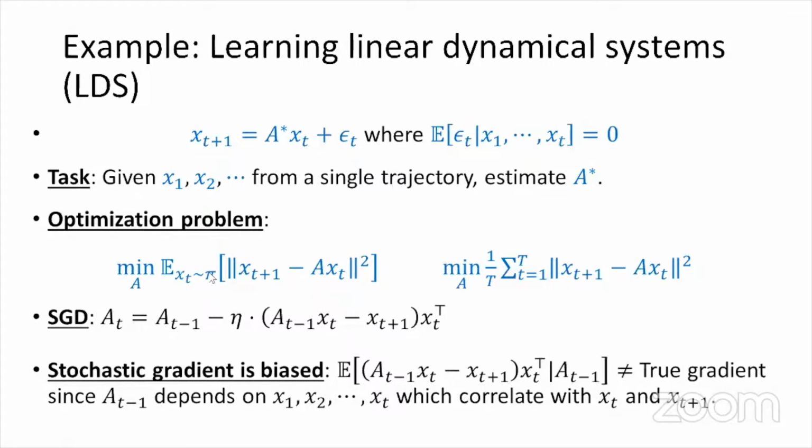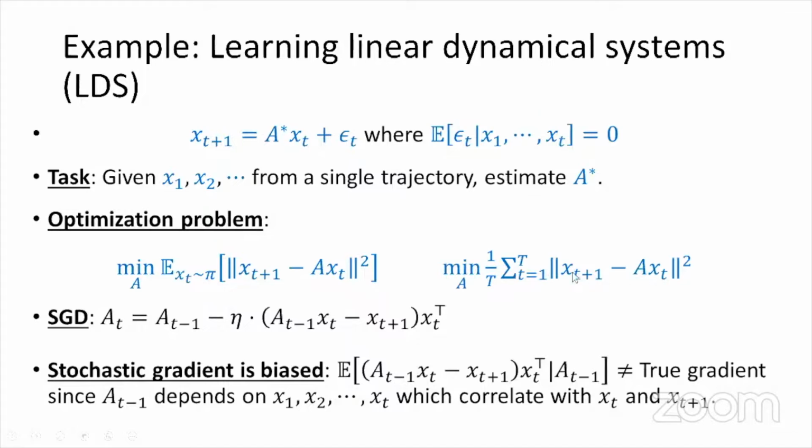And in practice, because we don't have access to the exact expectation, but rather we get samples from a single trajectory, we can also write it as the empirical sum over all the samples that we have observed in the given trajectory. So we have 1 over T, summation t equal to 1 to T, norm of x_{t+1} minus A x_t squared.